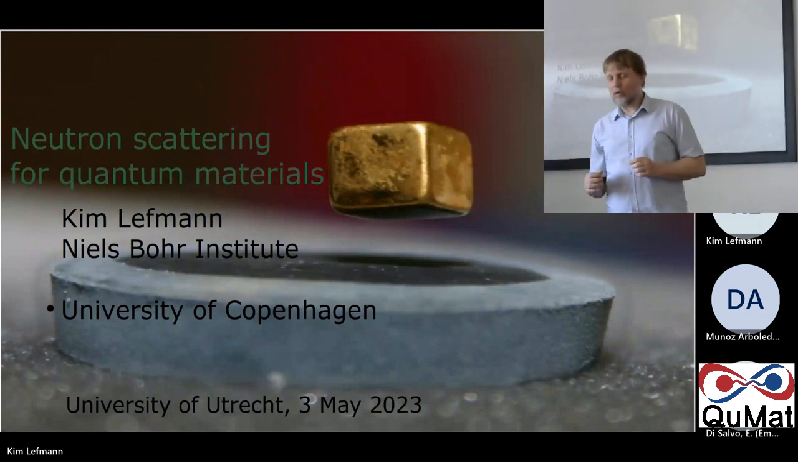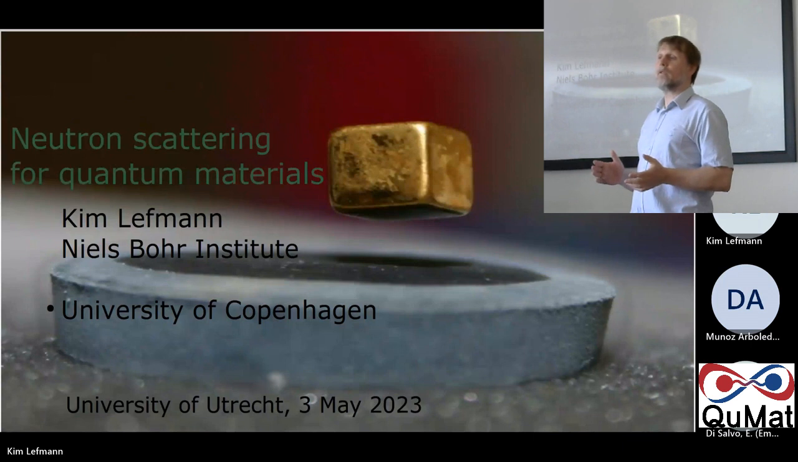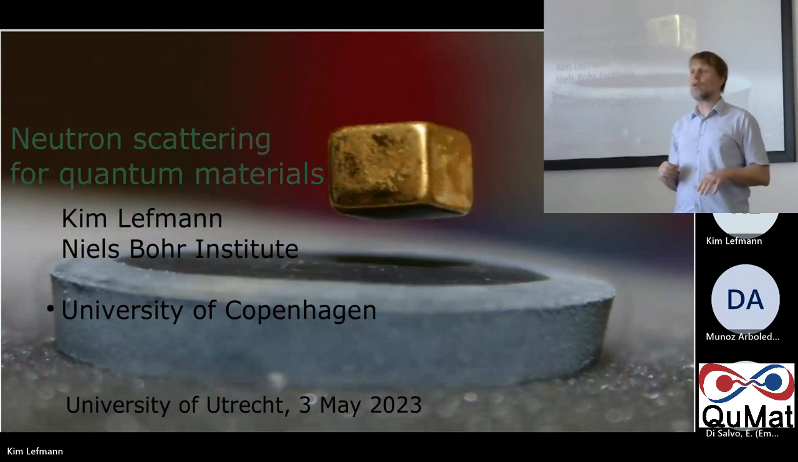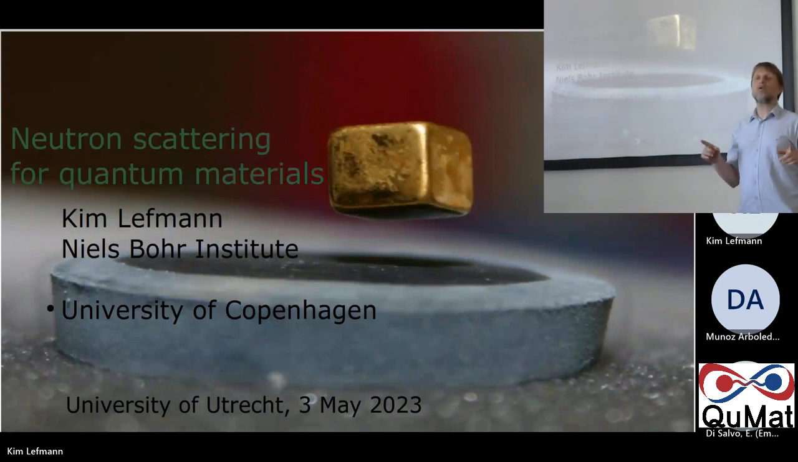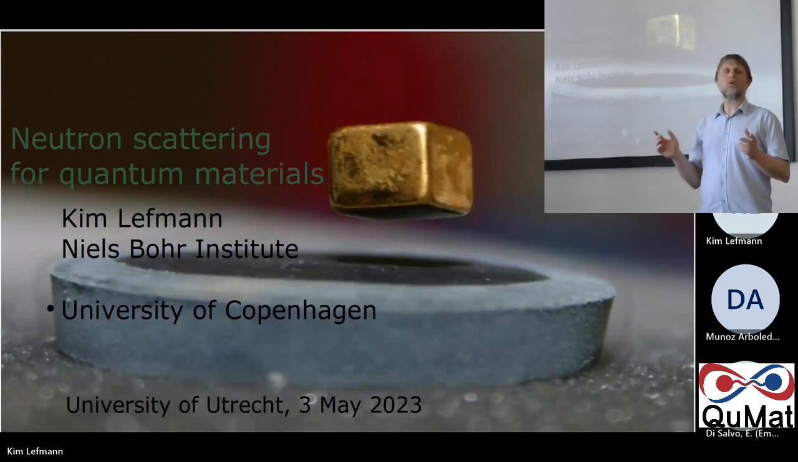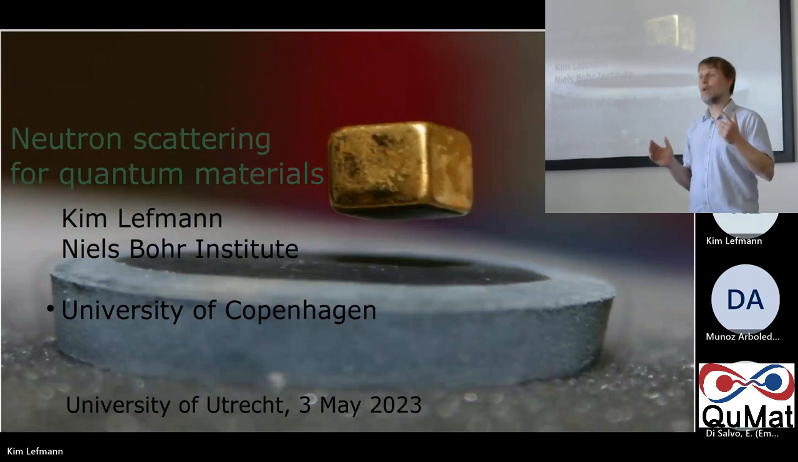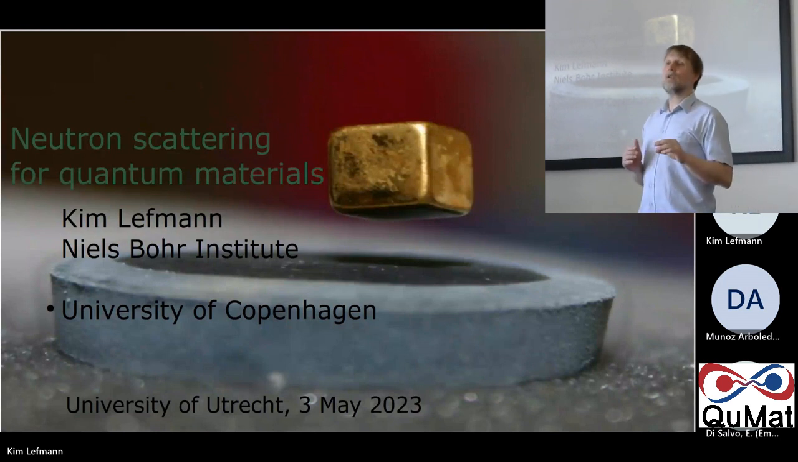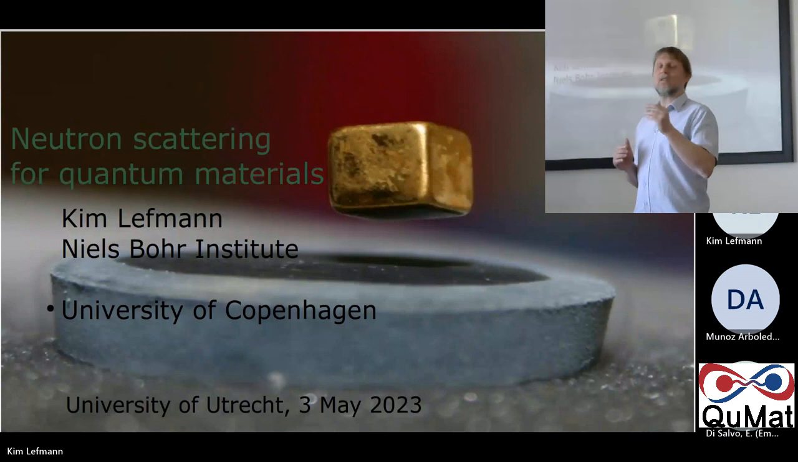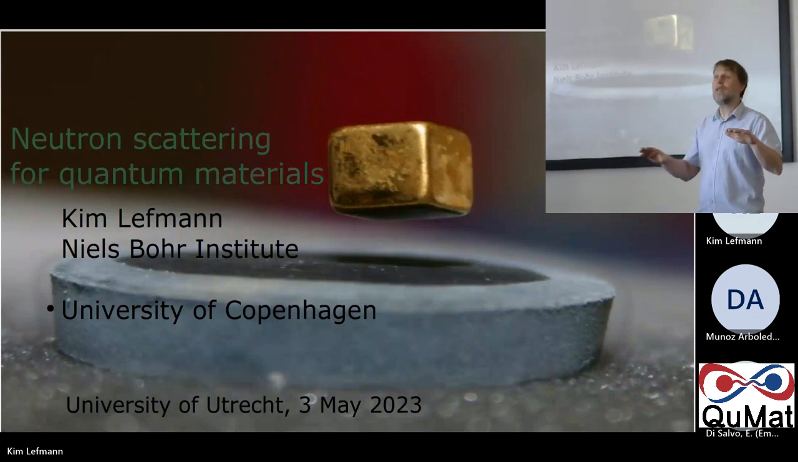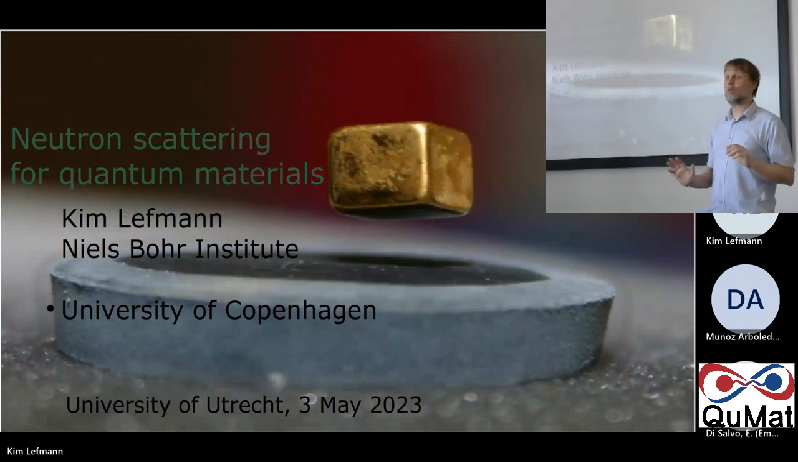I was asked to give you an introduction to what I'm doing. My field of research is neutron scattering. Now I say neutron scattering for quantum materials. Of course, quantum materials is a very broad thing. Neutrons cannot see everything. Like other techniques, it has its limitations. So when I'm saying quantum materials, I'm talking about magnetic properties of materials that are fairly bulk. We are not into completely monolayers of atoms. Neutrons cannot see that.